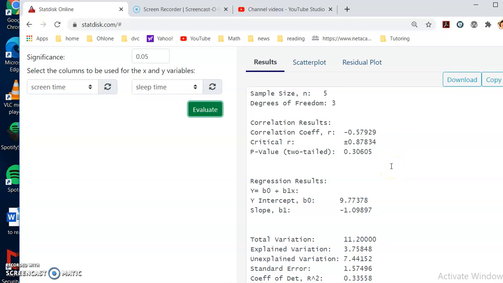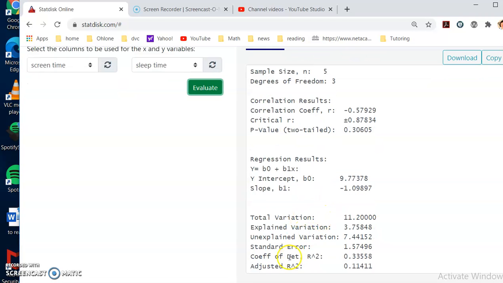So what do we need to write down? We need to write down coefficient R, negative 0.579. P-value, 0.306. The numbers in the equation, B0 is 9.774. Slope B1 is negative 1.099. Three decimal places. And also R squared is 0.3356.